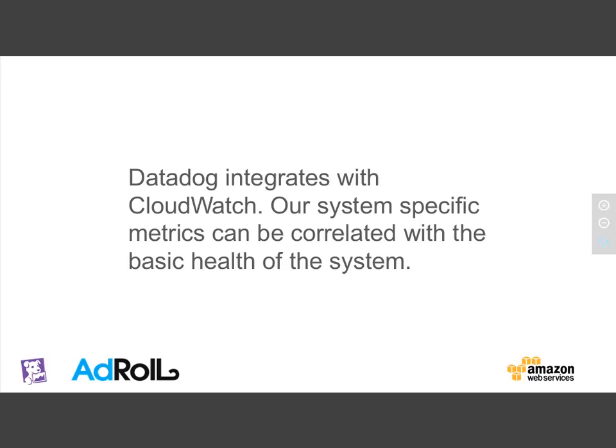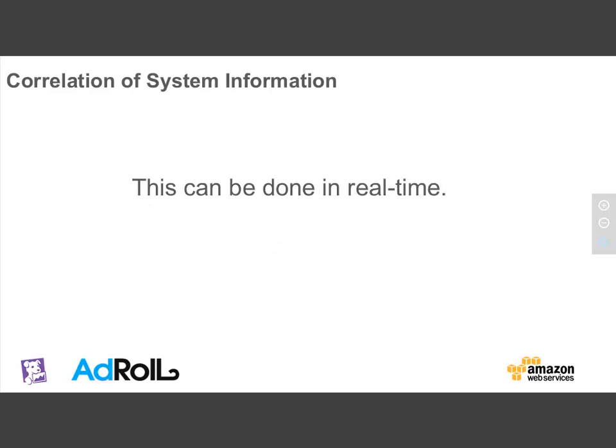So Datadog integrates with CloudWatch, so we can take these metrics that Amazon provides us about the systems that we rely on, and we can correlate them to our application-specific systems. And this can be done in real time. And real time will be on a second latency, which is hugely advantageous when we start making finicky little changes in configuration, which I'll discuss in a bit.